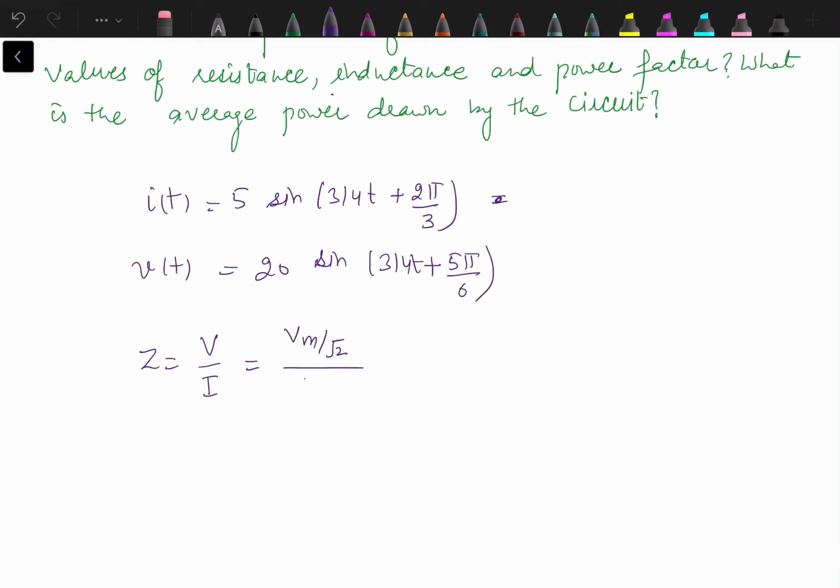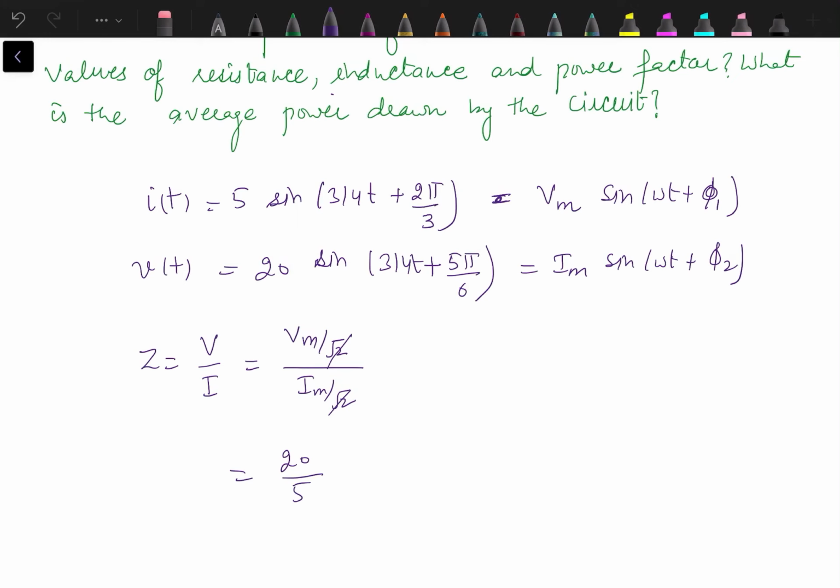Vmax by root 2, Imax by root 2. Now this one is the representation of Vmax sine omega t plus phi 1, and this one is actually Imax sine omega t plus phi 2. So Vmax is 20, Imax is 5, which gives us the value of Z as 4 ohm.